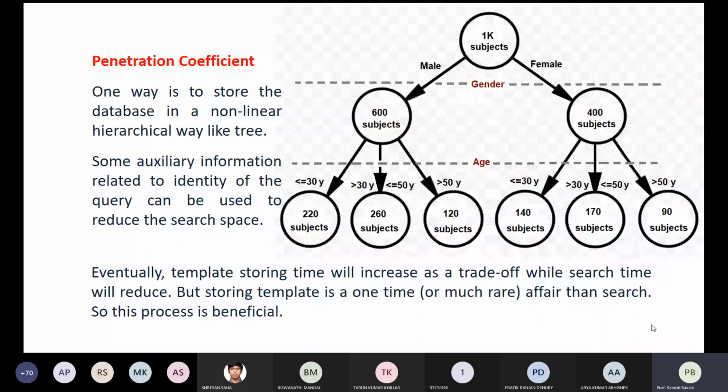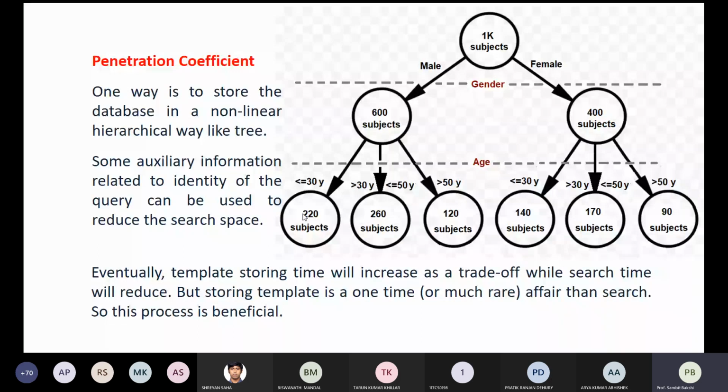For example, here, if I have 1,000 subjects, while enrolling I will ask whether the person is male or female. Accordingly, the data will be stored in this subnode or this subnode. If this person is male, then I will ask his age, and according to his age the data will be stored either here or here or here.